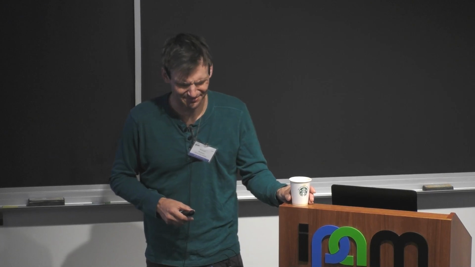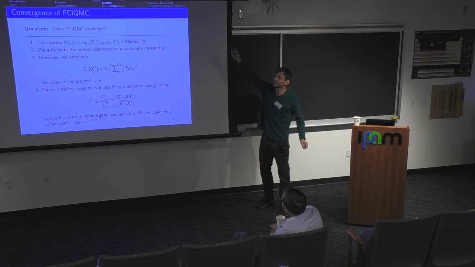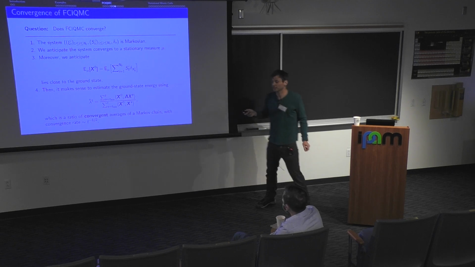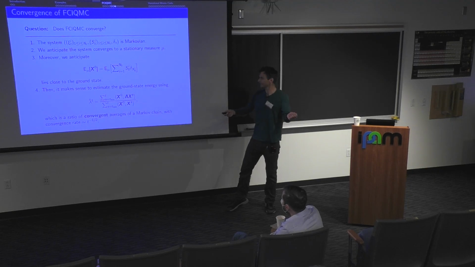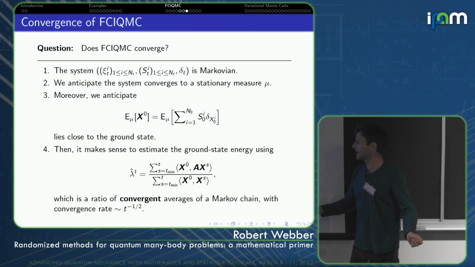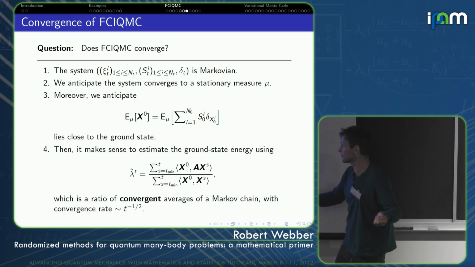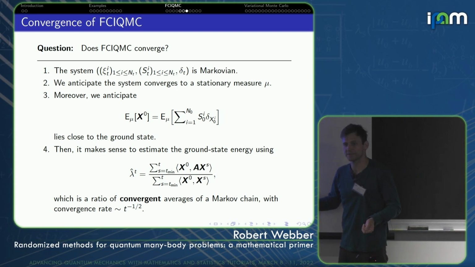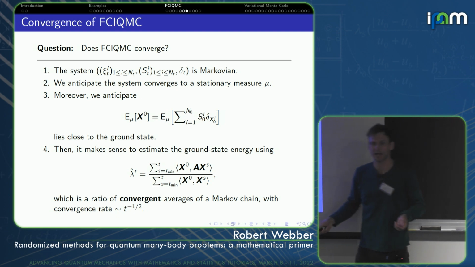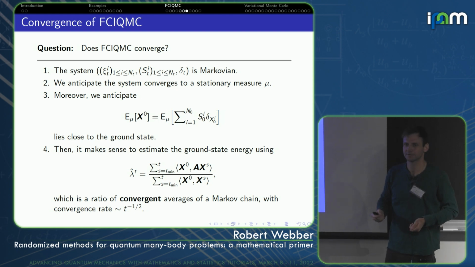Yeah. So, all right. I'm actually more of an expert on variational Monte Carlo, which is the second part of the talk. So, let's say you're close to the ground state, optimistically. It makes sense then to estimate the ground state energy using this estimator, which in this case turns out to be the ratio of convergent averages of a Markov chain. The convergence rate in this case is going to be t to the negative a half in distribution, or very slightly slower if you look at it in an almost sure sense.